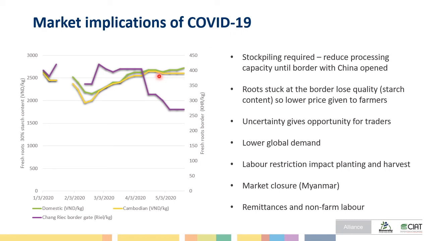So on the graph here, this is the price of Cambodian roots at 30% when they get to the factory in Tay Ninh. But because they're losing starch content, the actual bulk price that you're getting on the Cambodian side of the border is much less, as traders hedge their bets about what the starch content will be when they reach the processors. We did get reports of markets closing in Myanmar, so no trading happening.